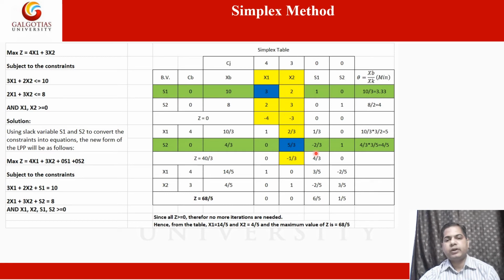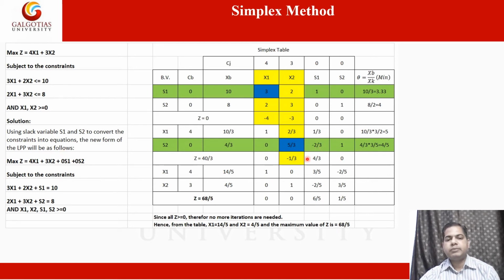Now again I have to find out the value of theta. Theta is again xb upon xk. So this xb is 10 by 3 and xk is 2 by 3. Either I will divide 10 by 3 by 2 by 3, or I will multiply 10 by 3 by 3 by 2, the same thing. So 10 by 3 divided by 2 by 3 comes out to be 5, and 4 by 3 divided by 5 by 3 comes out to be 4 by 5. And out of these values again I have to find out the minimum one. So minimum is this one, so x2. So the intersection point of this s2 column and this x2 column, that is the yellow one and the green one, this 5 by 3, the blue cell, is my key element.